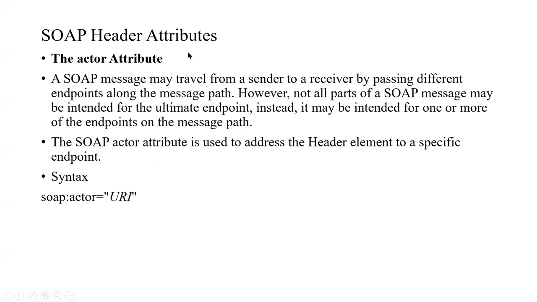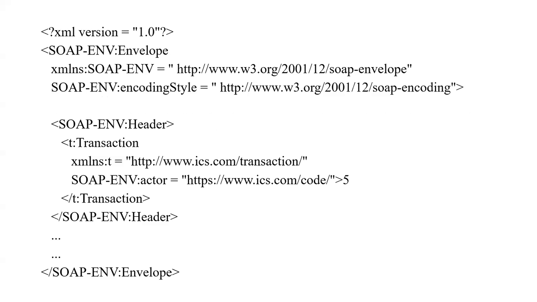The attributes of the header type. The first attribute is the actor. Actor is used to specify the URI. In the URI we specify the URL. Whenever we send a message from one location to another, the message moves through different paths. So here we specify the final destination, that means the final location where we want to send the message. This actor tag is used for it.